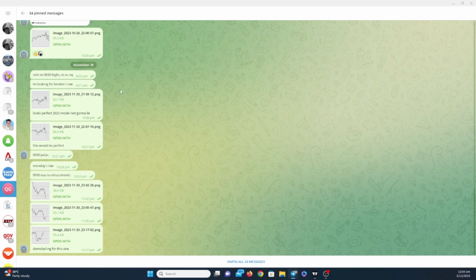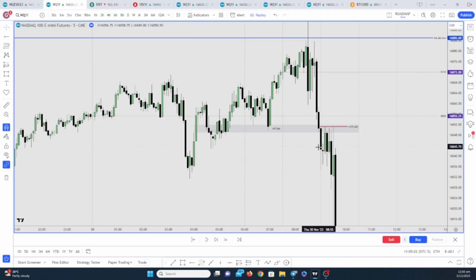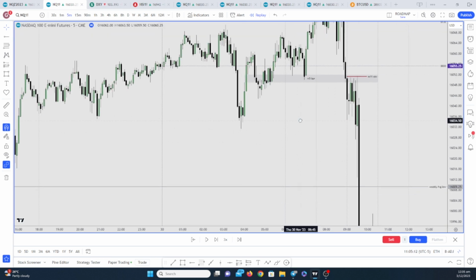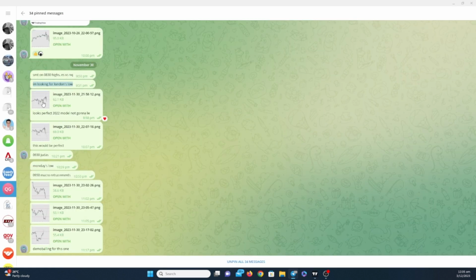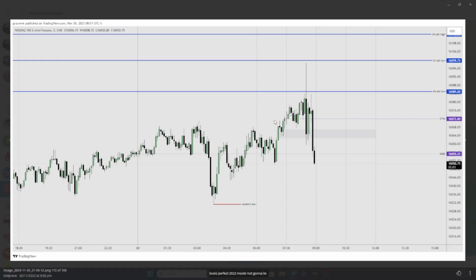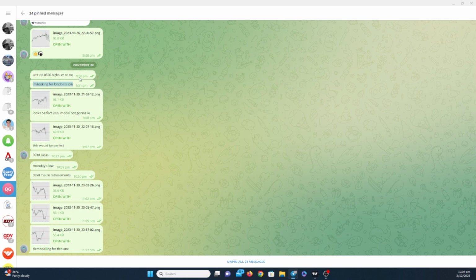So as I've mentioned, at 9:50, SMT on the highs, and I'm looking for London's low, right, at 9:50. So London's low is right here, and then 9:50. Wait, hold on a second. I think I miscued it. Let's take a look. 9:58. Oh, I'm sorry, because this is my time zone.